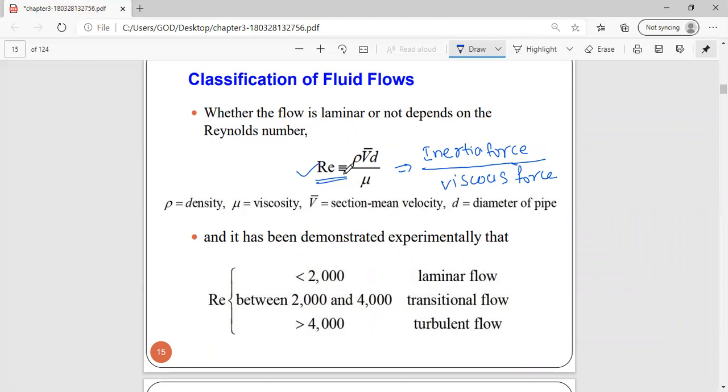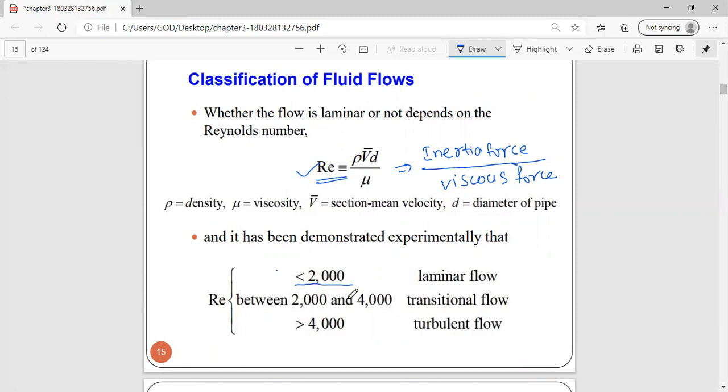Based on the Reynolds number, there is an experiment called the Reynolds experiment. Based on that experiment only, we'll decide what type of flow it is. If you are in a closed conduit, that means in a pipe, if your fluid Reynolds number is less than 2000, then we call it laminar flow.